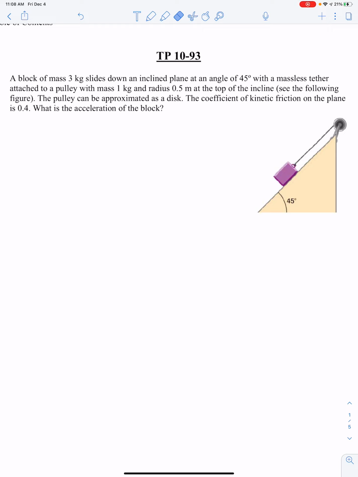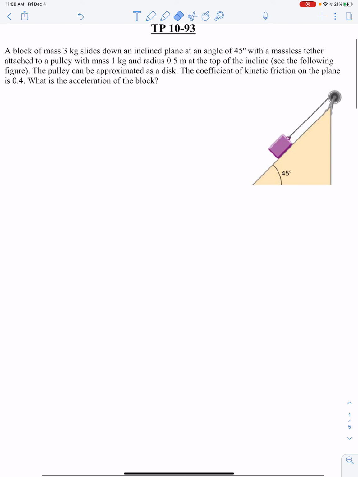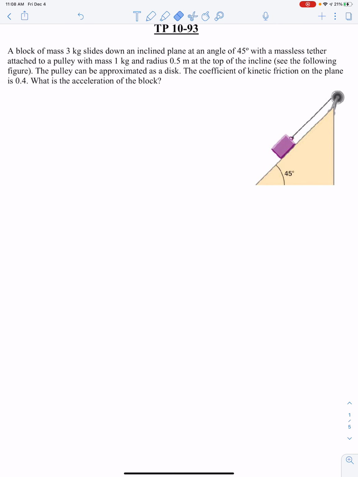It is a Newton's second law problem, and I thought it would be good to touch on some of the things that are important for Newton's second law. So let's start. Let's look at the diagram. It is a block that is sliding down, and it has attached to a cord and a pulley.